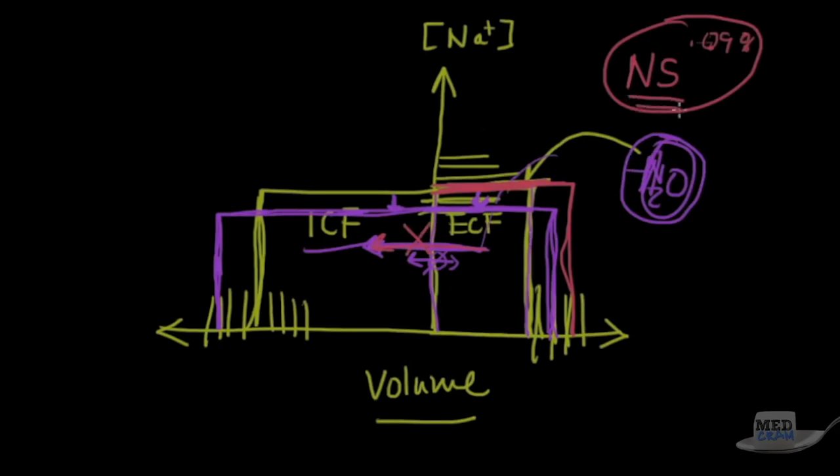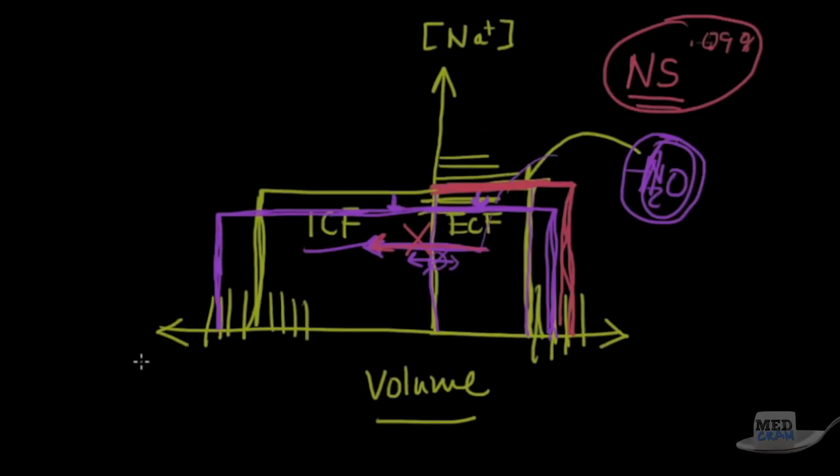And that is why normal saline is the best type of fluid to give if your primary purpose is to expand the extracellular fluid compartment. And that's how that is represented here. We see that the volume has gone up, but the sodium concentration in that extracellular fluid is the same.